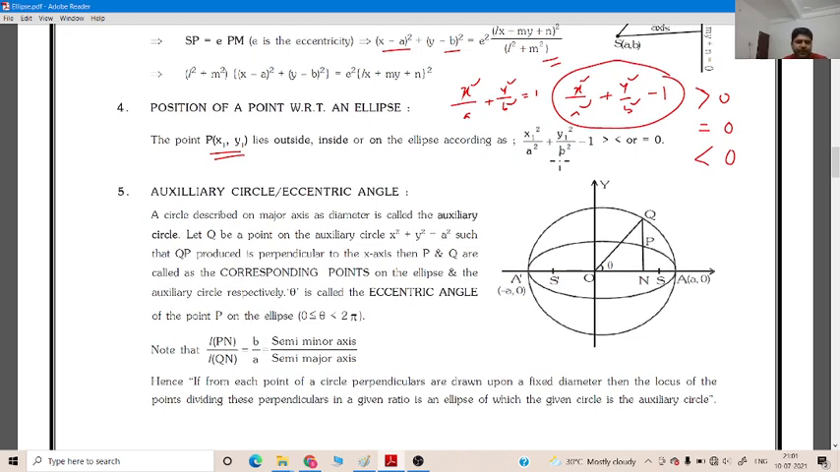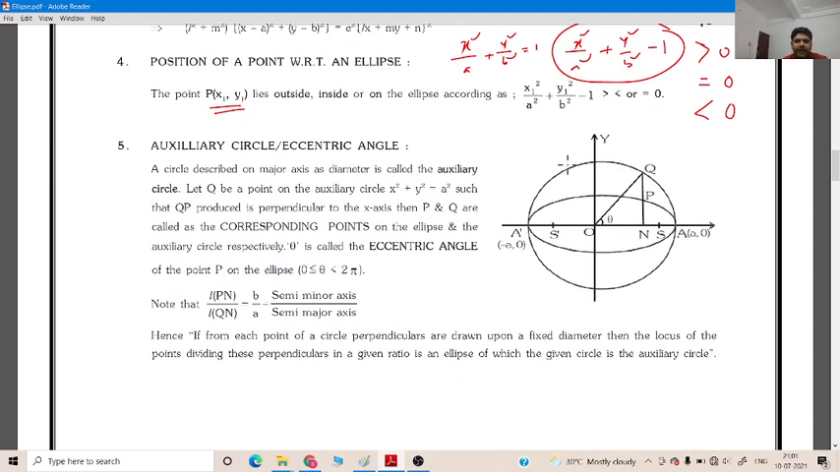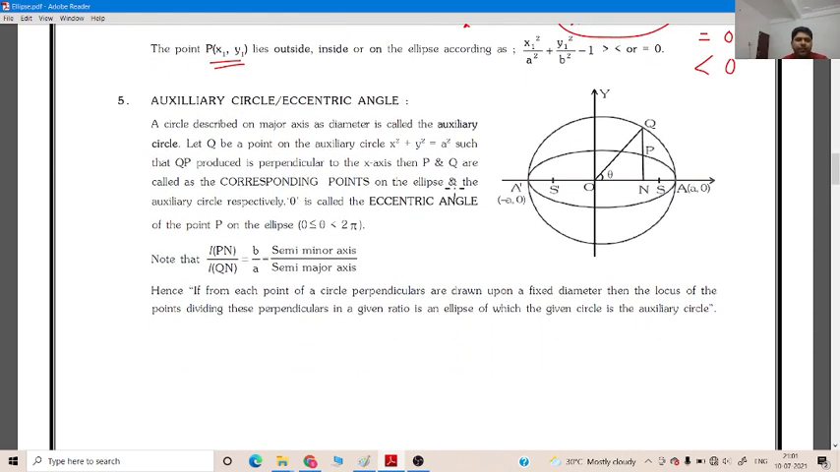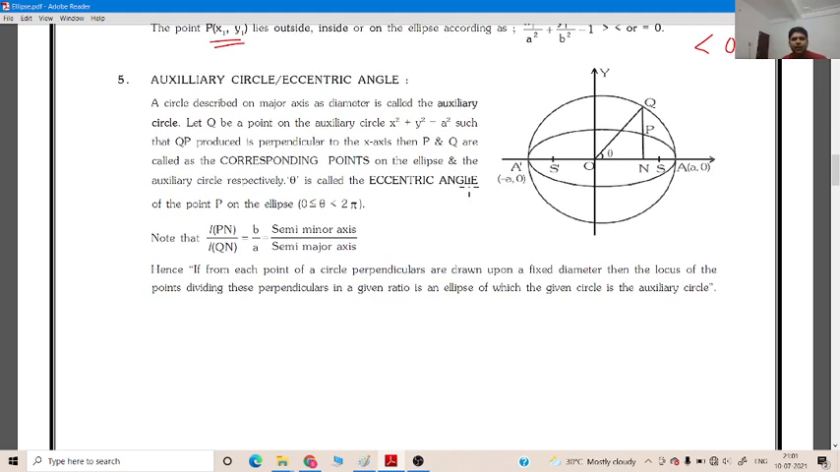That is the condition. The auxiliary circle or eccentric angle, that is one of the important results. Auxiliary circle means what? When you consider this ellipse, if you consider the major axis as a diameter, by using this diameter you have a circle. This circle is known as what? Auxiliary circle. Here it is also defined in the same procedure: a circle described on the major axis as the diameter is called an auxiliary circle. In general, the length of this portion is equal to a.